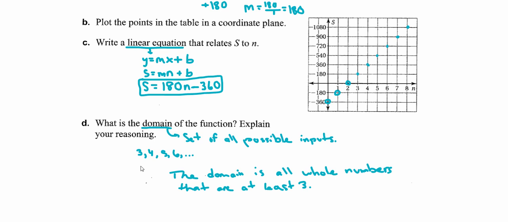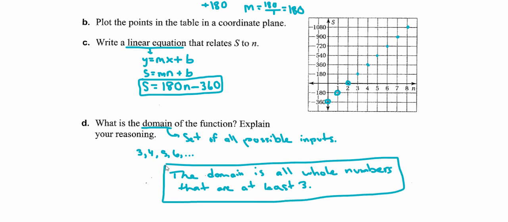And again, we just explained the reasoning. You can have 3 sides to make up a polygon. You can't have anything less. You could have anything more than 3 sides. You can't have partial sides, so that's why I said whole numbers, but that is my answer. The domain is all whole numbers that are at least 3.